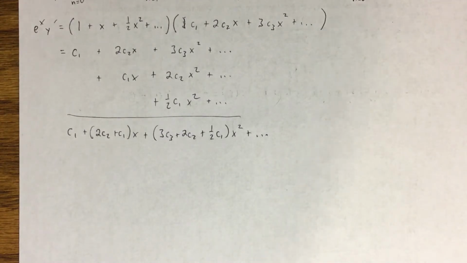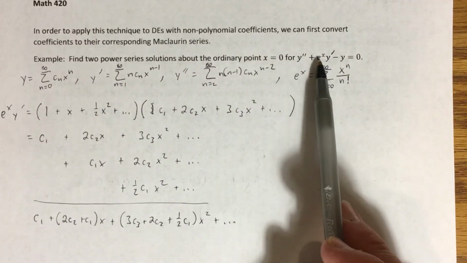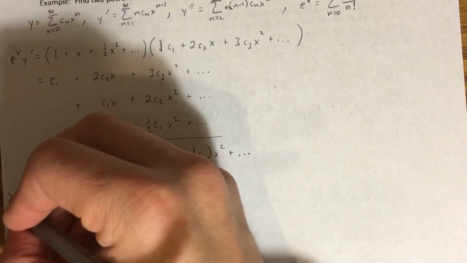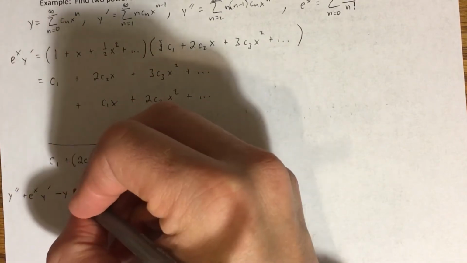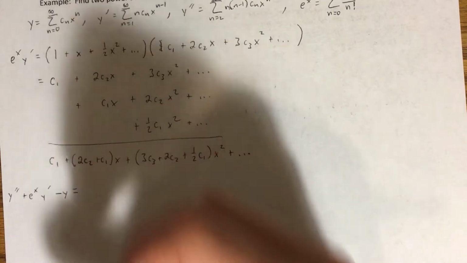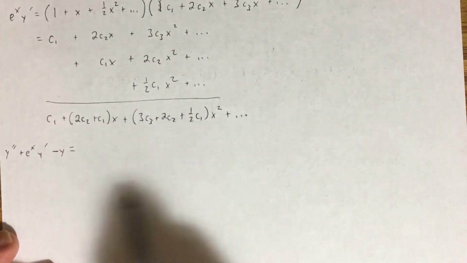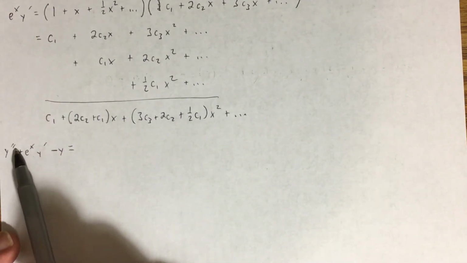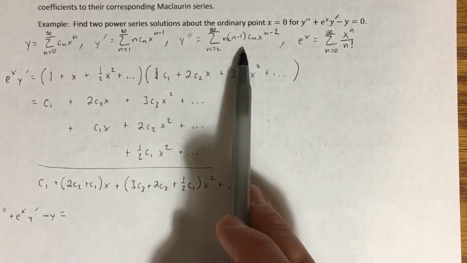Now what we need to do is deal directly with our DE. So again, the DE is up here. Y double prime plus e to the x y prime minus y equals 0. What does that look like? Well, y double prime plus e to the x y prime minus y is equal to, now what I'm going to do is, because each of these three terms is a series in its own right, I'm going to stack them vertically. So I'm going to start with y double prime, which we have written up here, but it's in summation notation. I need to write out the first three terms.